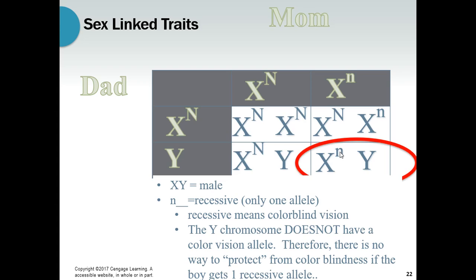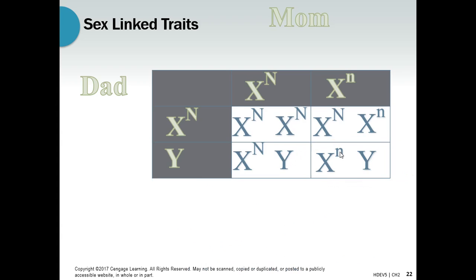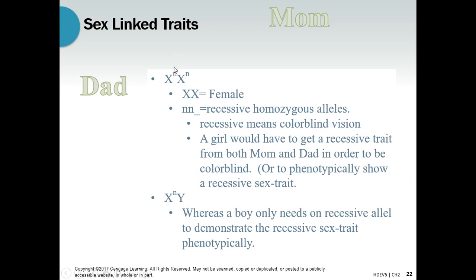In order for a girl, a genetic female, to develop color blindness, she would have to have two X chromosomes, and each X chromosome would have to have a recessive trait. That means that dad was colorblind because dad only has one X chromosome. And mom was either colorblind or she was just a carrier. So mom had normal vision, but she was a carrier. And so if mom and dad both end up passing their recessive trait via the X chromosome, then that girl would end up colorblind.